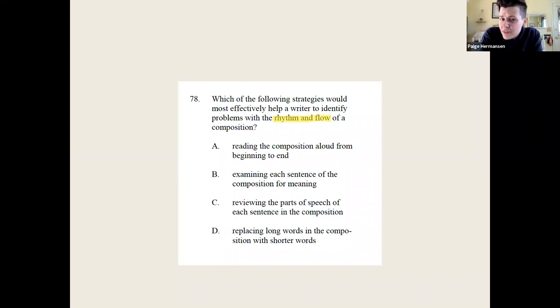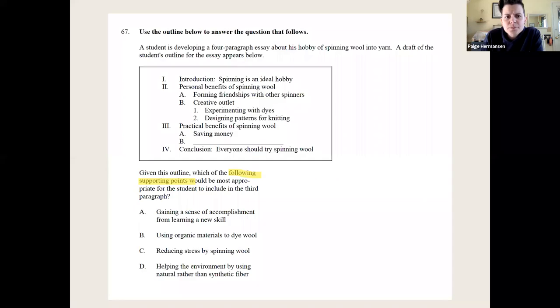Spencer says all the other choices slow you down, which is absolutely right. Shorter words don't necessarily help with flow. Emily says, think about when you read the lyrics on paper, it's monotone just in your head. Right, exactly. Yes, yes, yes. Reading something out loud gives you a sense of its rhythm. Absolutely, yes. Okay, so that's correct. The answer to 78 is A.